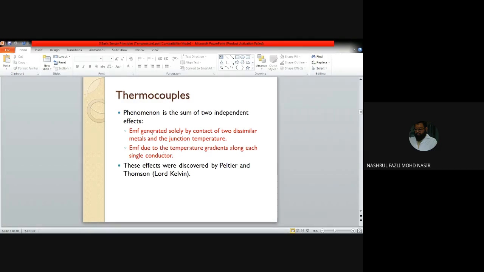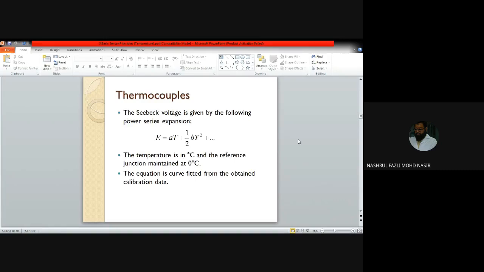First of all, the EMF generated solely by contact of 2 dissimilar metals and the junction temperature. You have two dissimilar metals; you cannot have similar metals for thermocouples. And then the EMF due to the temperature gradients along each single conductor. This effect was discovered by Peltier and Thomson, Thomson Kelvin.